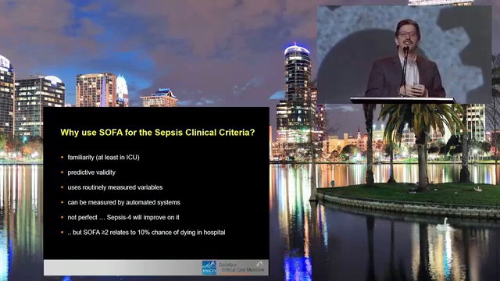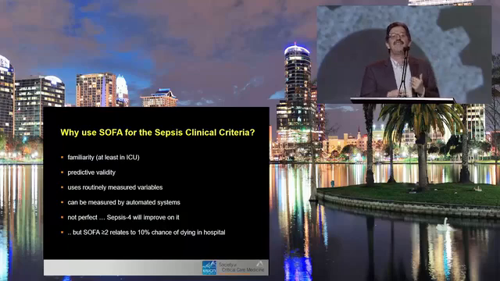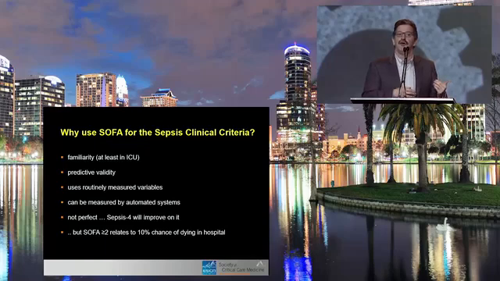But as Chris mentioned, if you have an infection with a SOFA score of 2 or above, that gives you a 10% chance of dying in hospital. So these patients are at high risk. 1 in 10 of these patients will die. So it's a relatively modest SOFA score, but that translates to a high risk of dying. So clearly, we need to take these patients seriously.